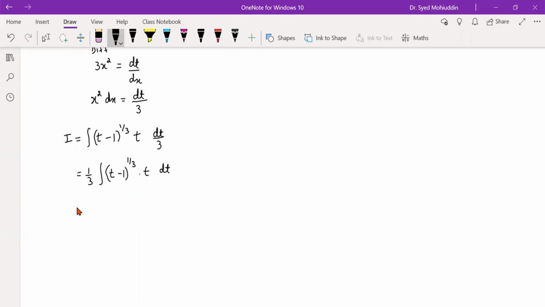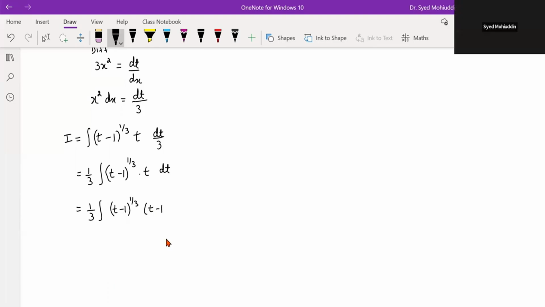So what we can do is either express this t minus 1 as t, or express t as t minus 1. So you have two possibilities. Because this power is 1 by 3, I cannot change this one. So I'll keep this t minus 1 to the power of 1 by 3 as it is, and then try to express this t in the form of t minus 1. I'll put that as t minus 1, right?